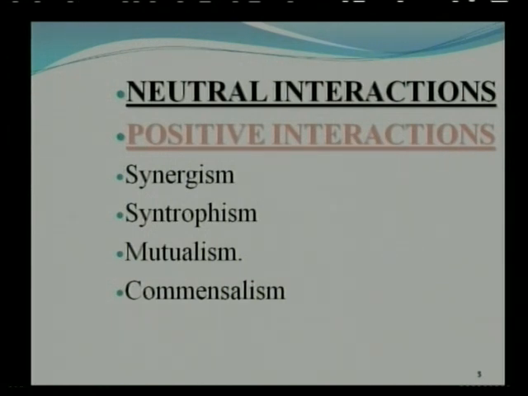These have been typified into three categories: neutral associations, positive associations and negative associations. The neutral association is what we call neutralism. Positive interactions are categorized as mutualism and commensalism, whereas the negative interactions are classified as antagonism, competition, parasitism and predation. Now let us first look at neutralism.